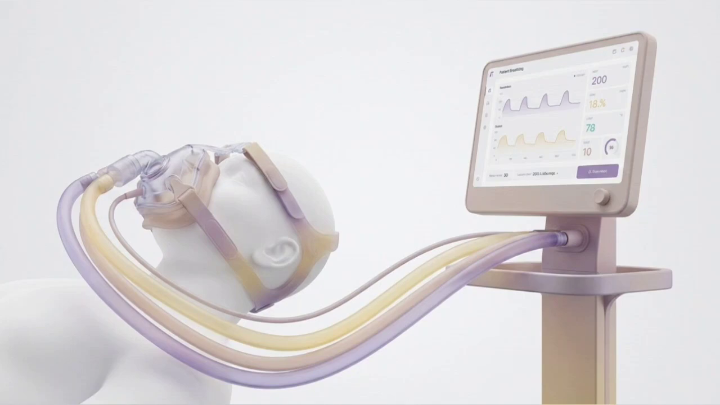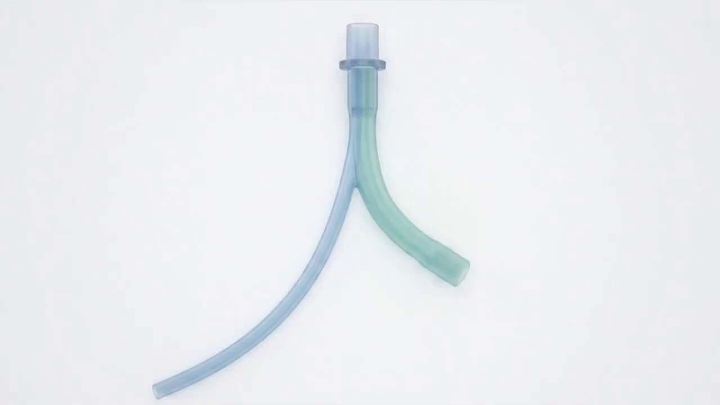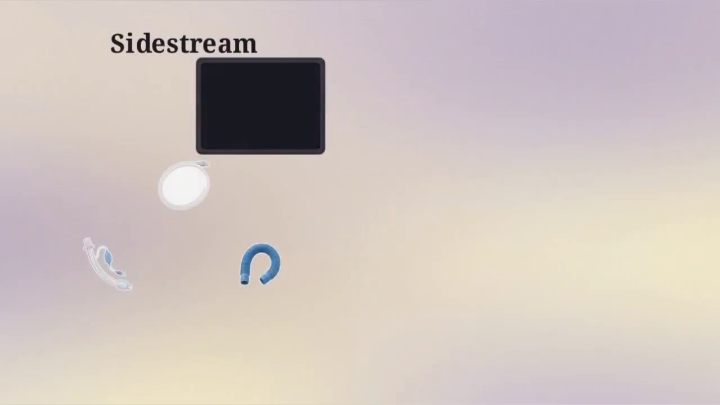Before gas can be analyzed, it must be routed from the patient's circuit to the sensor. There are 2 distinct physical methods to achieve this. The first is the side stream technique. Here, a small sample of gas, usually 50 to 150 milliliters per minute, is continuously withdrawn via a sampling tube near the endotracheal tube and transported to a distant device for evaluation.